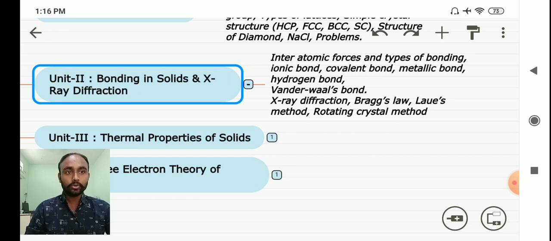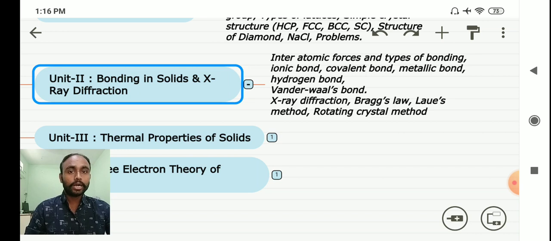Initially I told you every atom is bonded with another atom with the help of some bond. Again, bonds are not of a single category. We have different types of bonds, depending upon the environment around that particular atom, the nature of the atom, and some other factors. That we have to see, and then X-ray diffraction, which we also have to see.